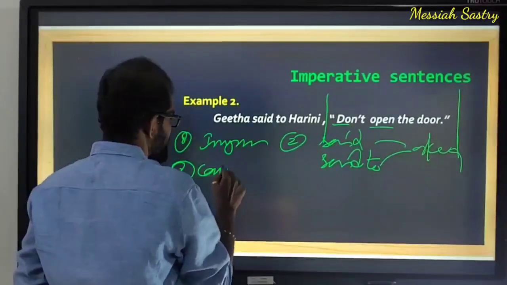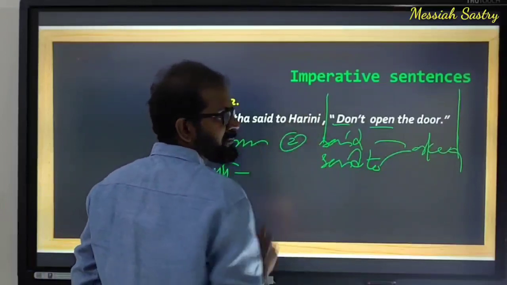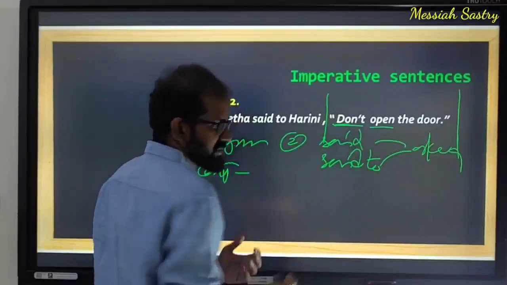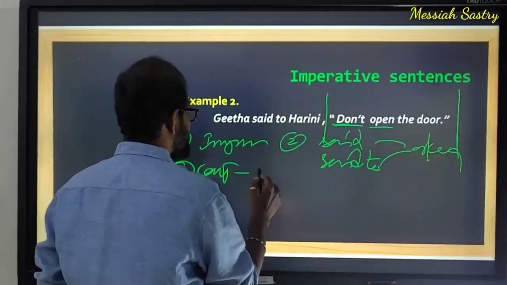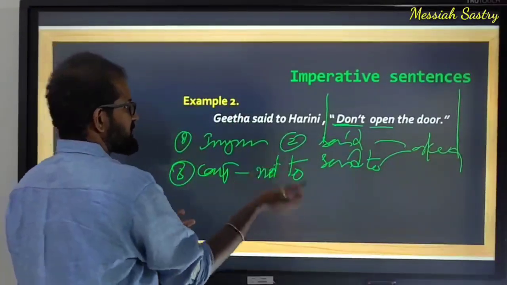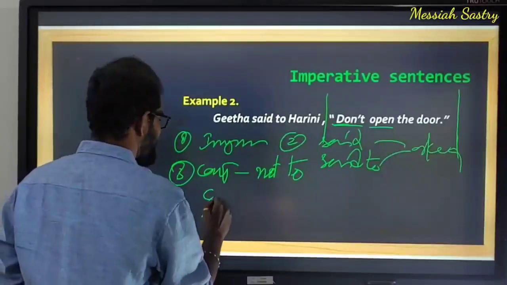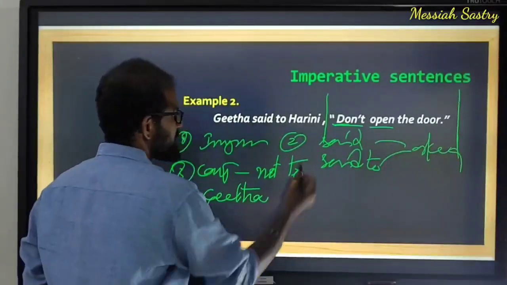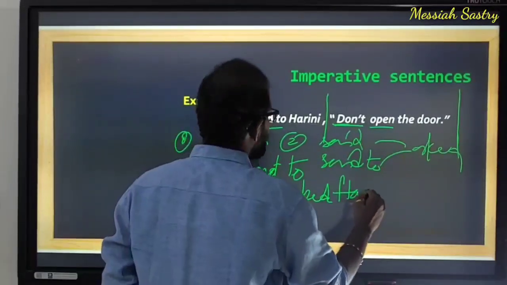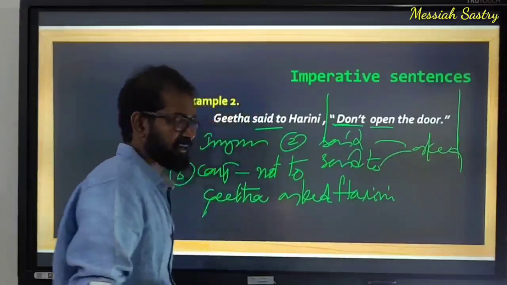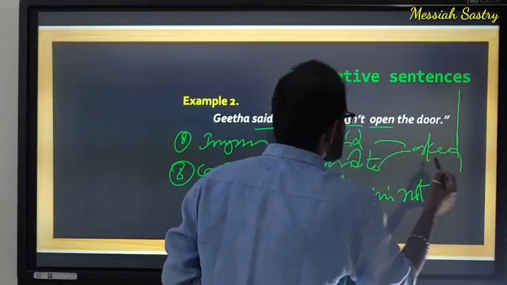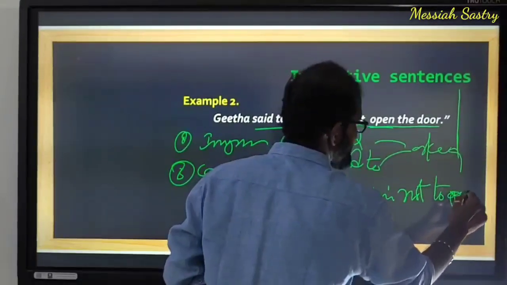Third point, the conjunction. What is the conjunction supposed to be? If it is positive, we use to. If it is negative, we use not to. Don't is negative, the sentence is negative, so we write not to. Now let's change into indirect speech. Geeta asked Harini not to open the door.